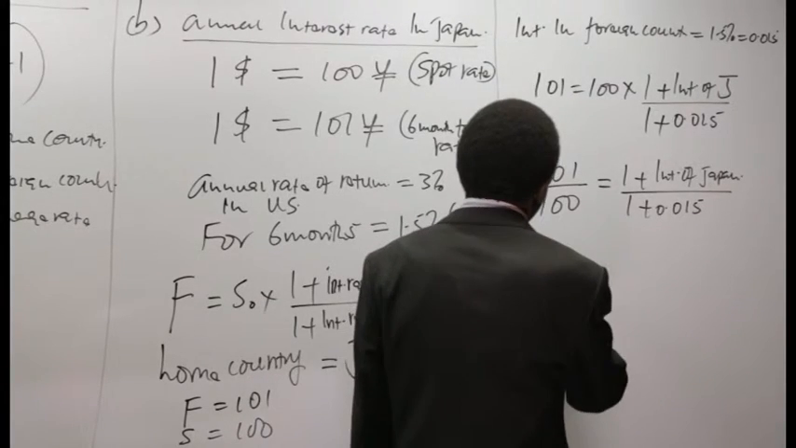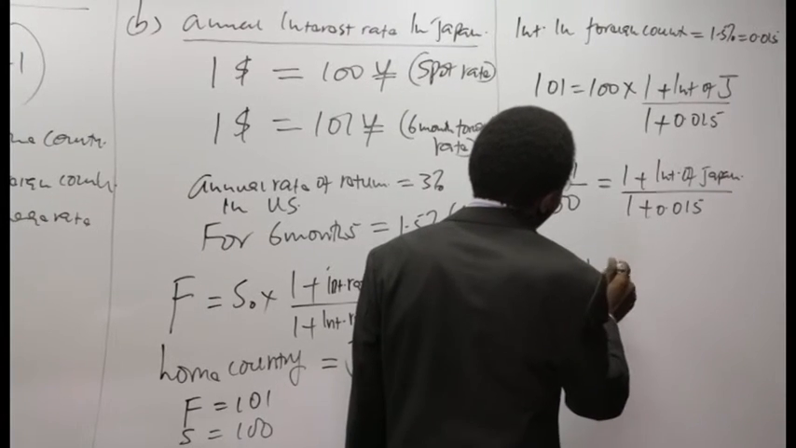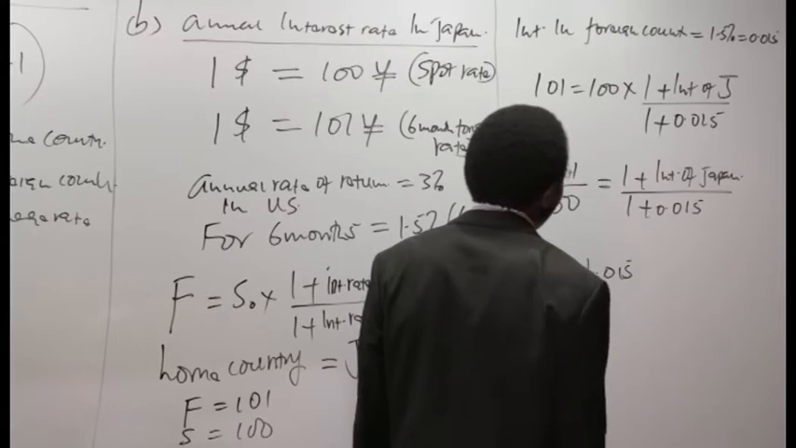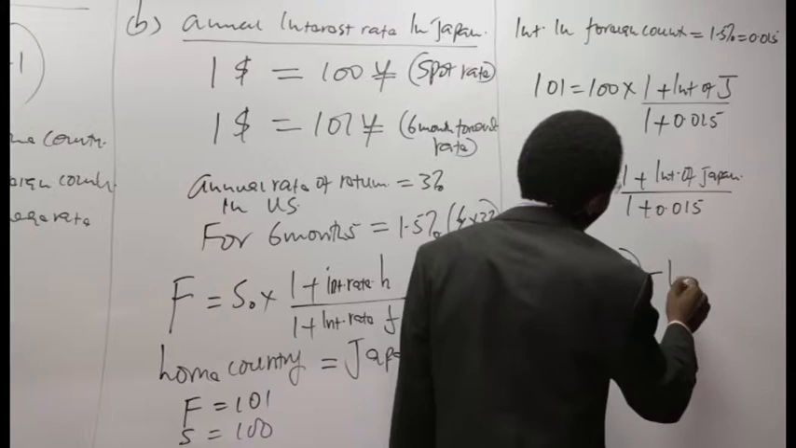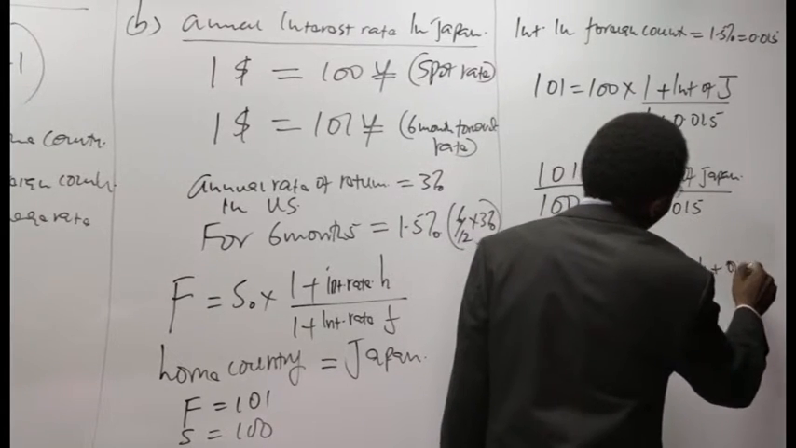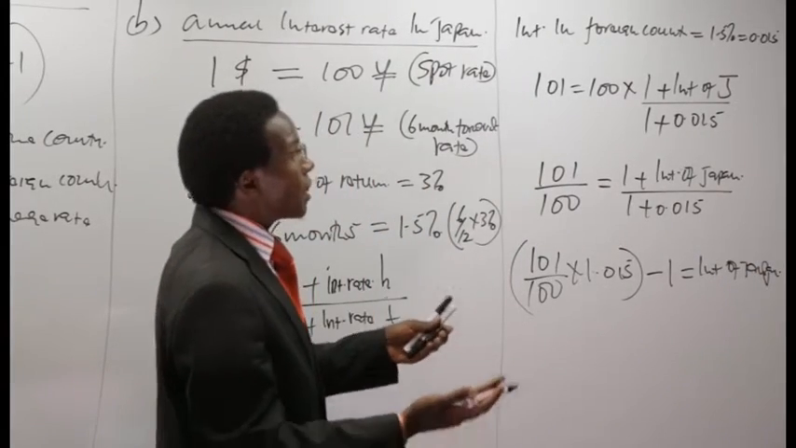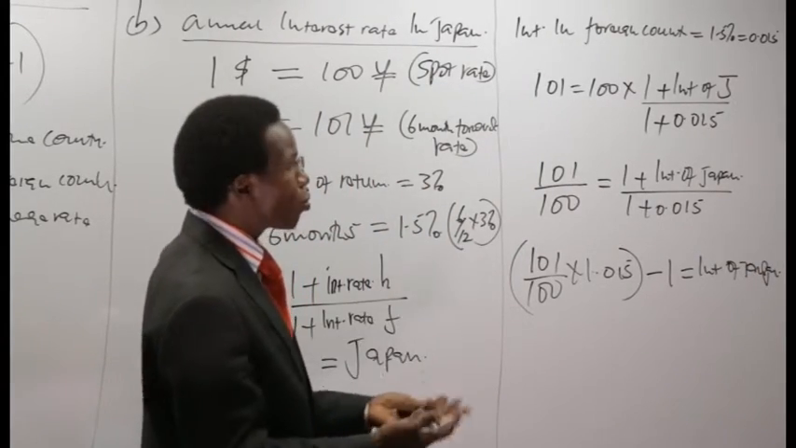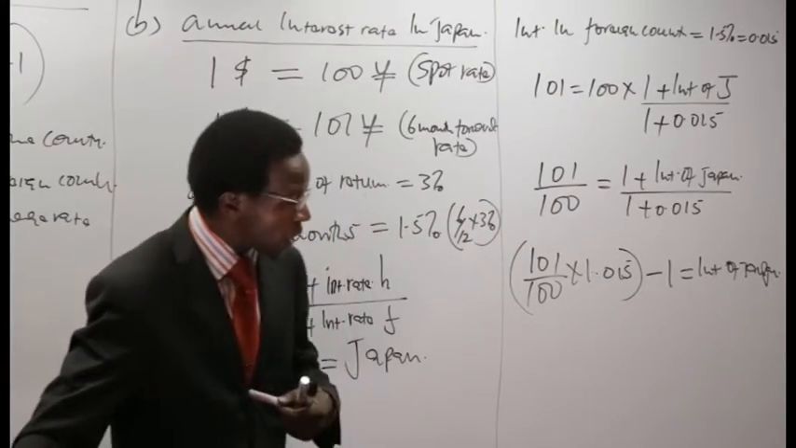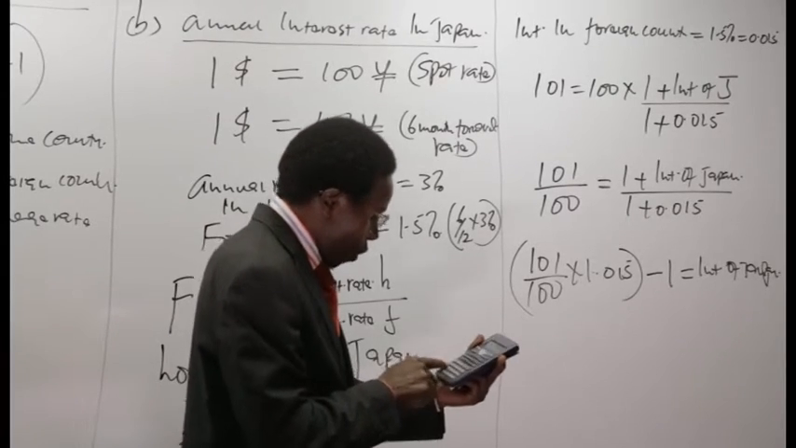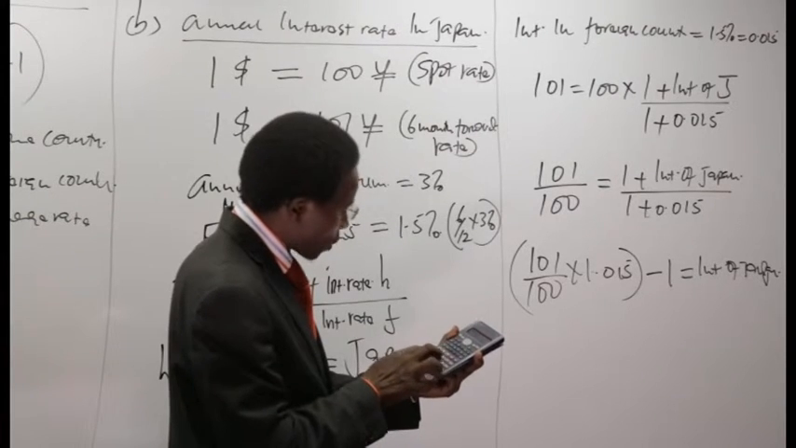Definitely, you know that we are going to have 101 over 100 times 1.015. After that, we subtract 1, and we'll get the interest of Japan. Remember, the interest of Japan we get will be only for 6 months. We must multiply by 2 to get it for 1 year. So on that note, I take my calculator, friends. I say 101 over 100 times 1.015.